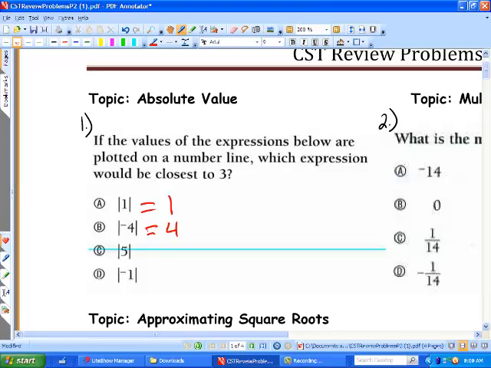4 as our answer. Another way you can look at it is you can just circle the number inside, drop the positive or negative, and take it out. So the absolute value of 5 is 5, and the absolute value of negative 1 is 1. We're trying to find which one of these numbers is closest to 3, and our answer is B, because 4 is only 1 unit away from 3.